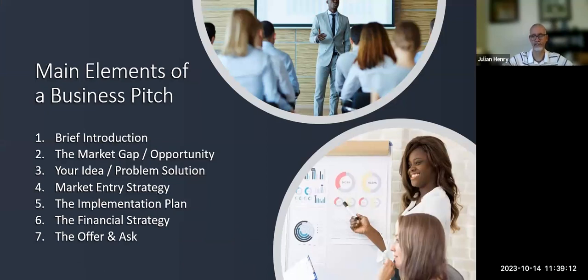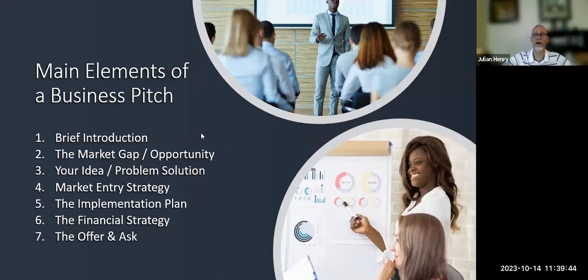Elements of a business pitch. What goes into a business pitch? I presented it to you earlier this morning when I showed you the scoring rubric. Everybody remembers the scoring rubric. Well, this follows the same process as the scoring rubric. And you're going to get the scoring rubric. If Joel is still on here, we're going to put that in the resources. I'm going to make sure Joel puts that there for you.